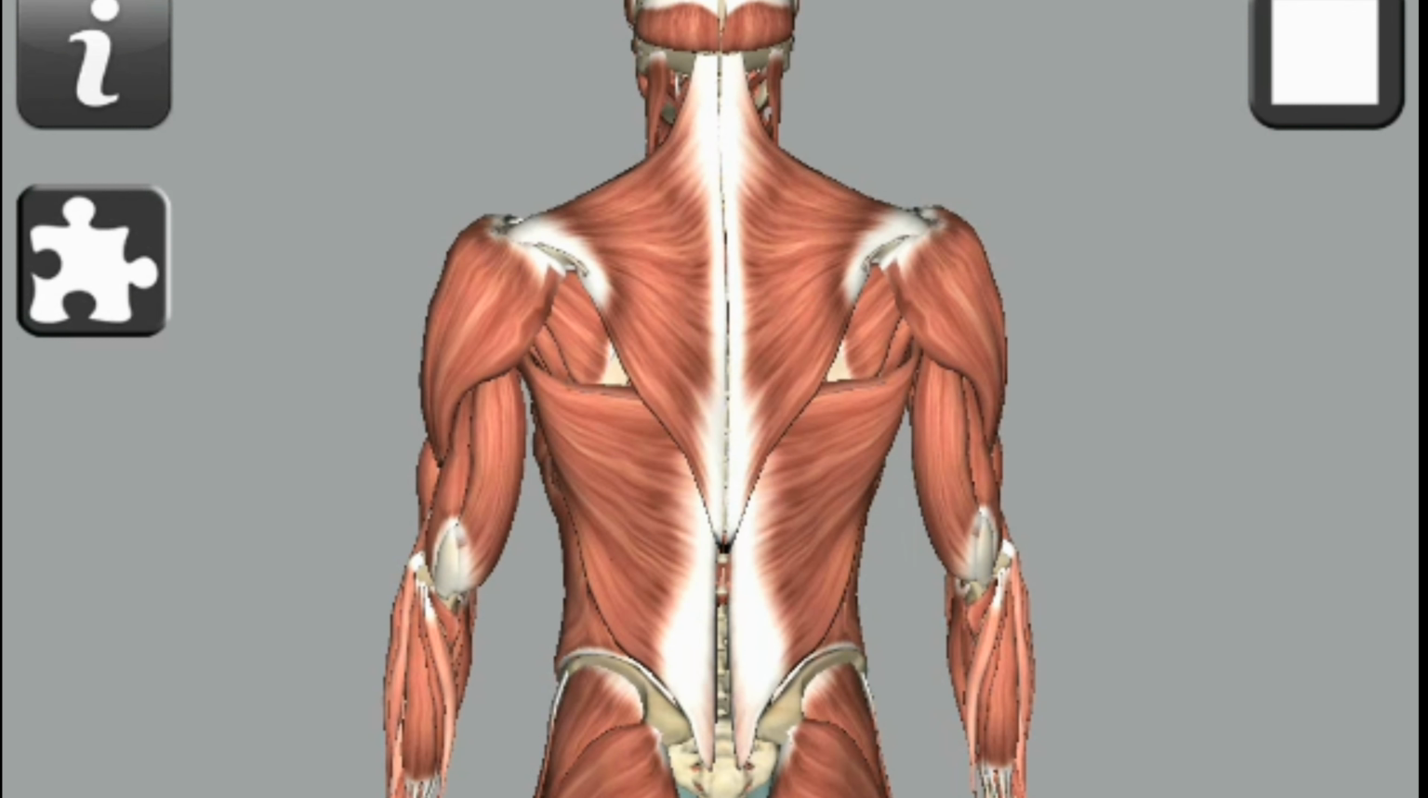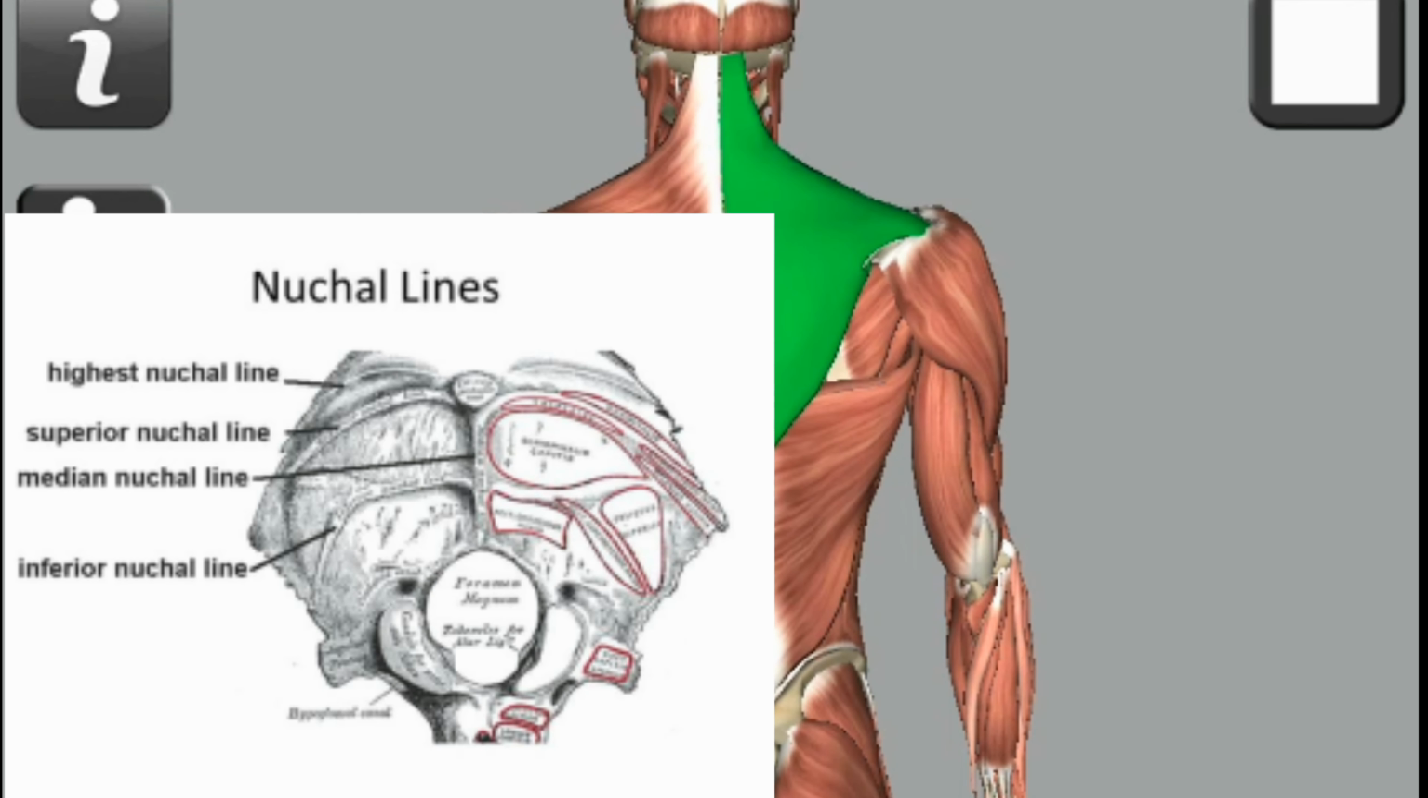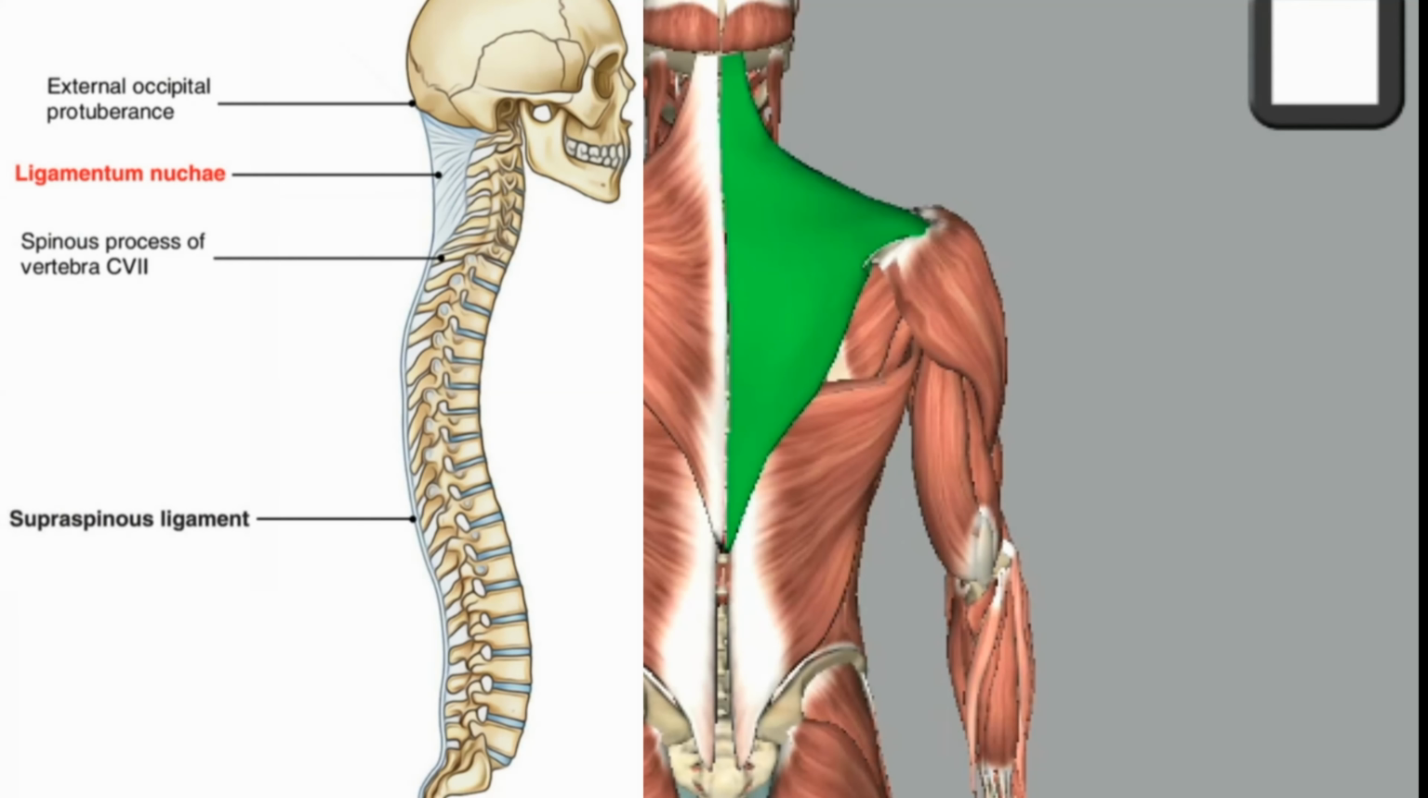First of all, we will discuss the origin, insertion and function of the trapezius muscle. Trapezius muscle originates from the medial one-third of the superior nuchal line. So this is the superior nuchal line. It also originates from the ligamentum nuchae, external occipital protuberance, and from the C7 spine and the thoracic vertebra T1 to T12 spines.